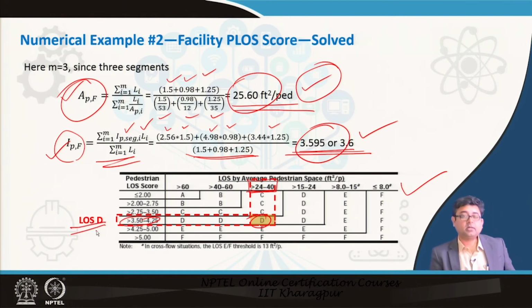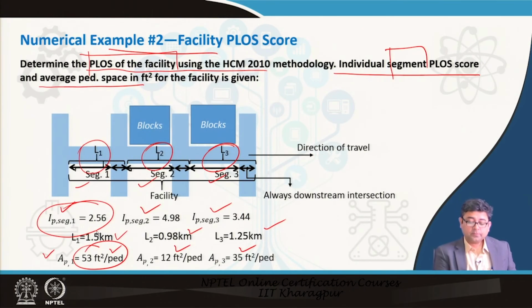So, this is a very simplistic example where we gave you the individual pedestrian level of service for the individual segments, but if you are also told to calculate the pedestrian level of service scores for all these segments, you should be able to do it, because you know how to calculate the pedestrian level of service scores for the links as well as for the intersections. So, intersection plus link will give you the segment, and then a weighted average of all the segments will give you the pedestrian level of service score for the facility. Okay.